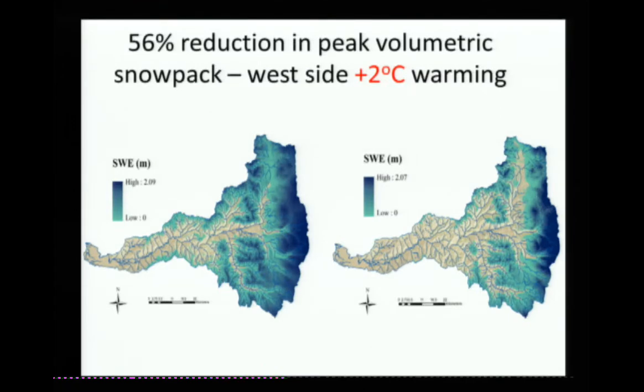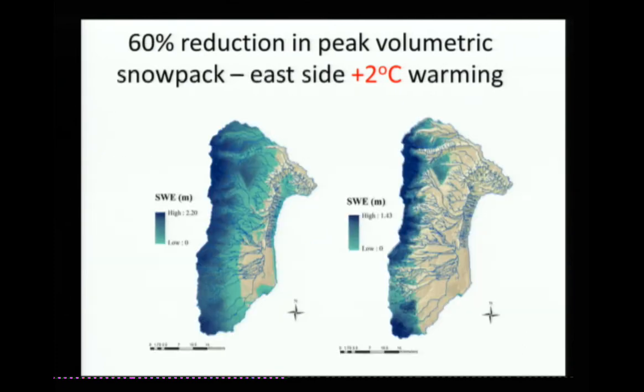So then revisiting the analysis of the basin-wide integrated sensitivity, we saw the 56% reduction in the west side Mackenzie River Basin with the 2-degree warming. Now on the east side with the bias-corrected data, we see a 60% reduction. So now it's not 30% anymore, now it's 60% on the east side, where it was 30% originally with the original data.